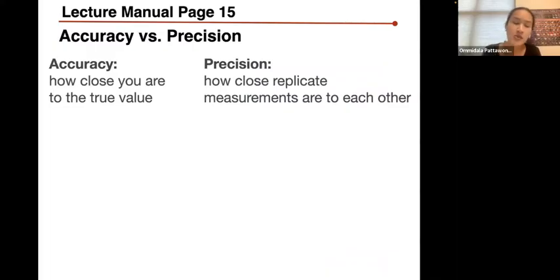The difference between these two is that accuracy tells you how close you are to the true value. So if you run the experiment, how close is that value to the known value or to the literature value? Precision is how close your data are to each other, so when you replicate them, how close those values are together.